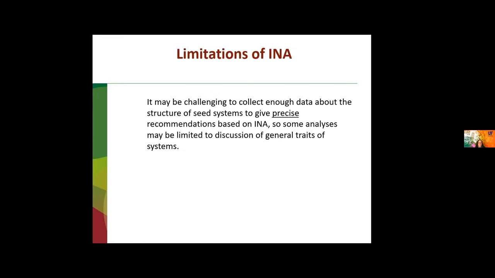So, limitations of impact network analysis. It can be challenging to collect enough data about the structure of seed systems to give precise recommendations based on impact network analysis. So some analyses would just be limited to discussing general traits of systems and the implications of particular assumptions about systems or potential hypothetical systems. That's a main limitation, the need to get enough data to characterize the system well if the goal is to give precise recommendations.